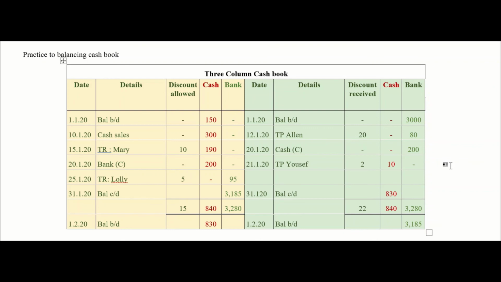So far we had looked into how to show the entries of payments made to trade payables along with discount received, payments received from trade receivables along with posting entries for discount allowed, how to show the impact of contra entries, withdrawing cash from the business bank account for office use or depositing business cash into the business bank account. Lastly, we have seen how to balance a 3-column cash book.